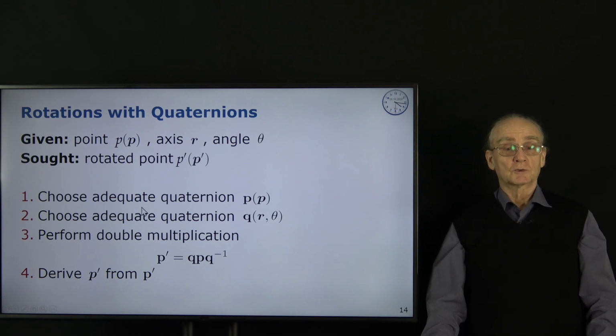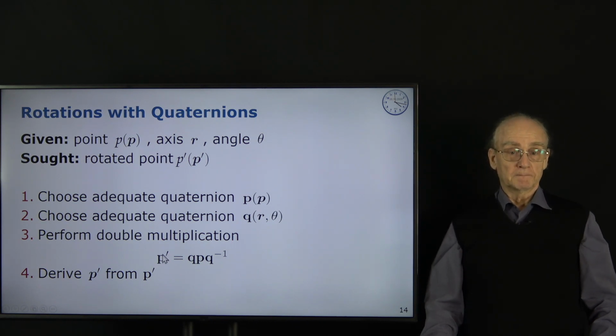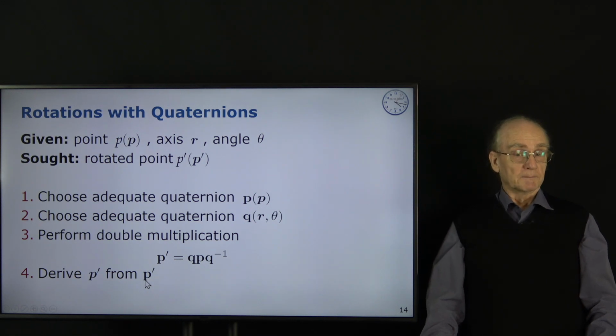So we have to choose an adequate quaternion P as a function of the vector. Then we have to choose an adequate quaternion Q which depends on R and theta. And then we have to do a double multiplication of P with Q from the left and Q inverse from the right. And then we get a new quaternion P prime. And then we have to derive the vector P prime from this quaternion. So this is a program.